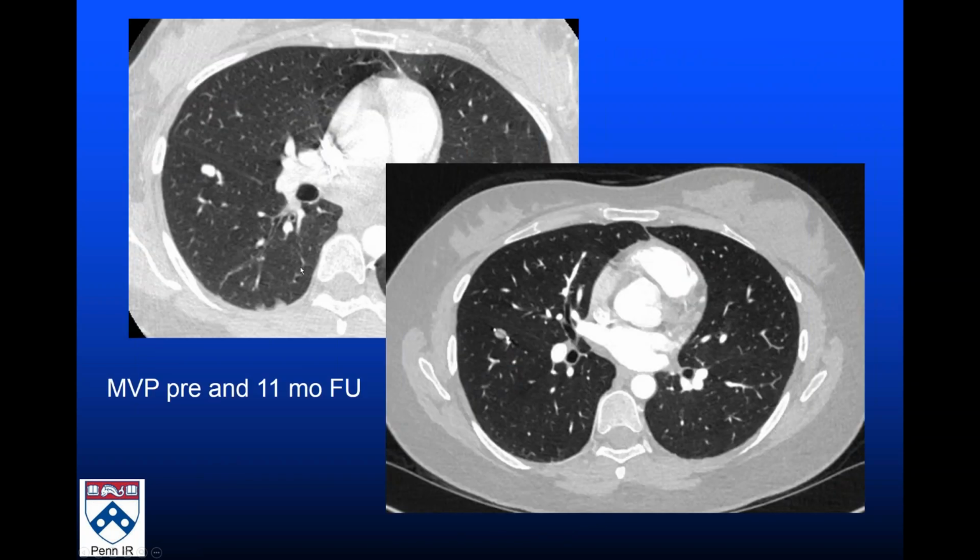Here's a patient treated with a microvascular plug. Here's the sac of the PAVM. So this is an axial CT, so the patient's lying on their back. We're slicing them like a loaf of bread, front, back, right, left. This is the heart right here. Here's the spine back here, and here's that PAVM sac.